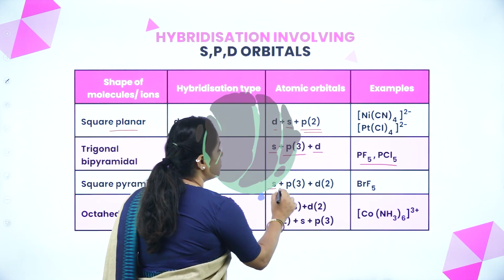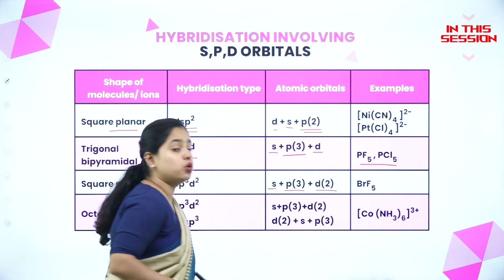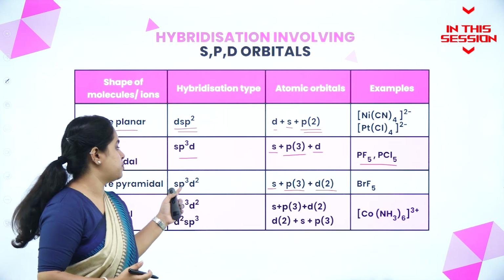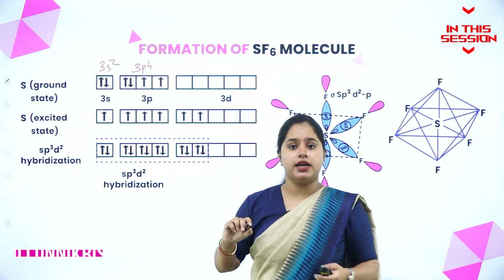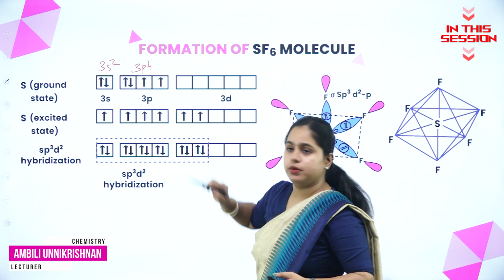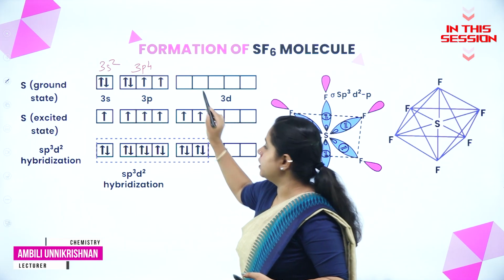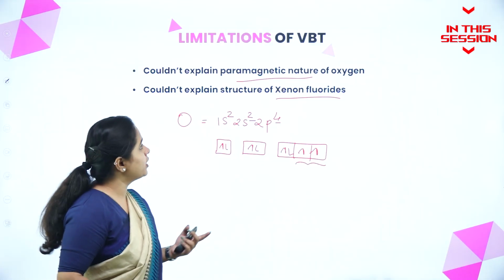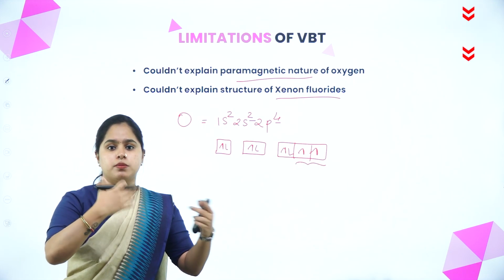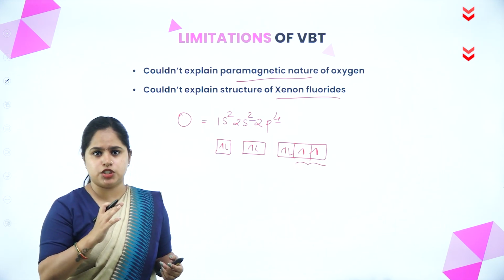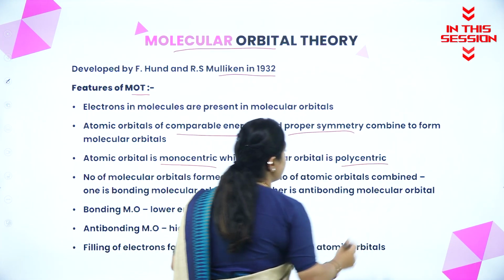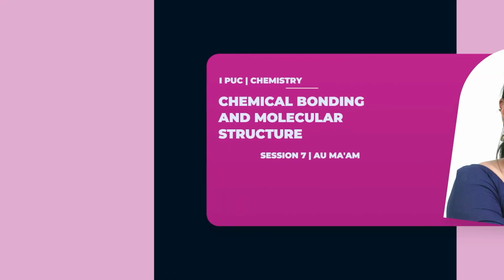One s orbital, three p orbitals and two d orbitals intermix, they hybridize and form sp3d2. Only two unpaired electrons are there. So what happens? One electron from here goes to here and one electron from here moves to the d orbital. According to valence bond theory, if there are unpaired electrons, the atomic orbitals overlap and they pair up with each other. Atomic orbitals are monocentric and molecular orbitals are polycentric.